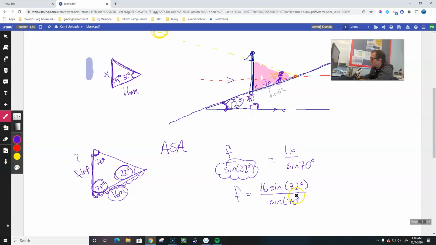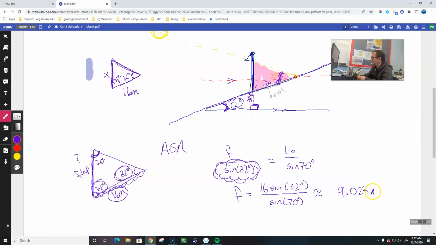I definitely recommend you guys enter this kind of thing in your calculator rather than getting a value for this and approximating it. If you start rounding early in these problems, things go really badly. So now I'll just enter in the calculator. I'll make sure I'm in degree mode. 16 times the sine of 32 divided by the sine of 70. And I get an answer. Oh, meters. I'm like, that's a pretty small flagpole. It's only 9. I guess meters that's pretty big then. So it's approximately 9.023 meters, which I think is around 27 feet maybe. I don't know. It's pretty big.